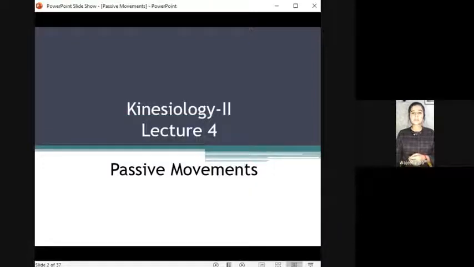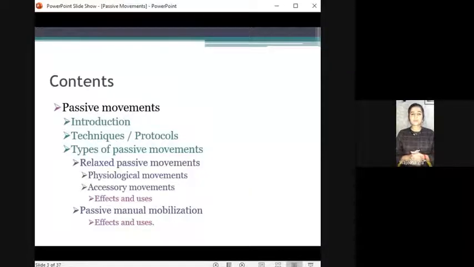Today I will teach you the passive movement. First we will go through the basic introduction of the passive movement. Then we will study the techniques and the protocols. After that we will study the types of passive movement. In this we will study the effects and uses of each type of the passive movement.